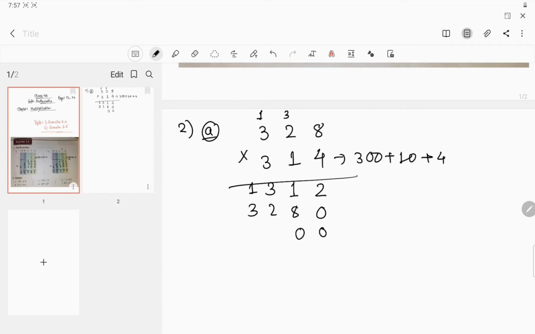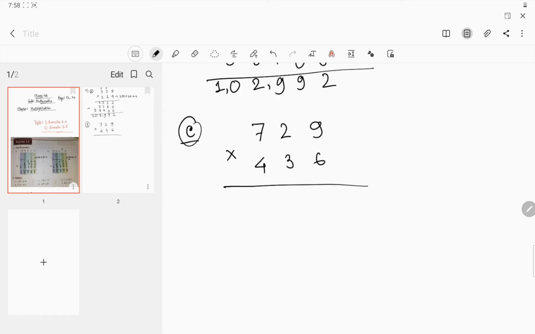So 3 8's are 24. Write down 4 here and add 2. So 3 2's are 6. 6 plus 2 is 8. And 3 3's are 9. So now add them. So you will get 2. 8 plus 1 is 9. 4 plus 2 is 6. And 6 plus 3 is 9. 8 plus 3 is 11. 11 plus 1 is 12. Write down 2 here and carry 1. So it will be 10. Right? So this number will be 1,02,992.